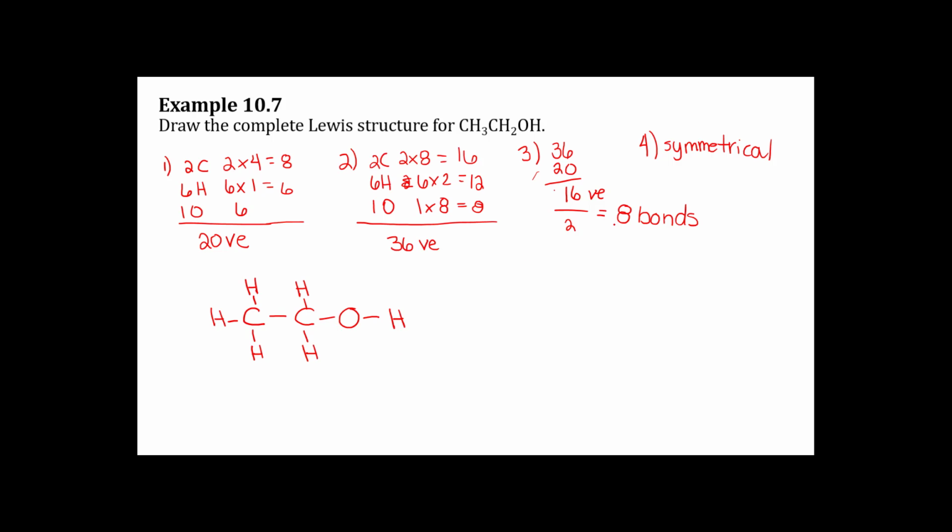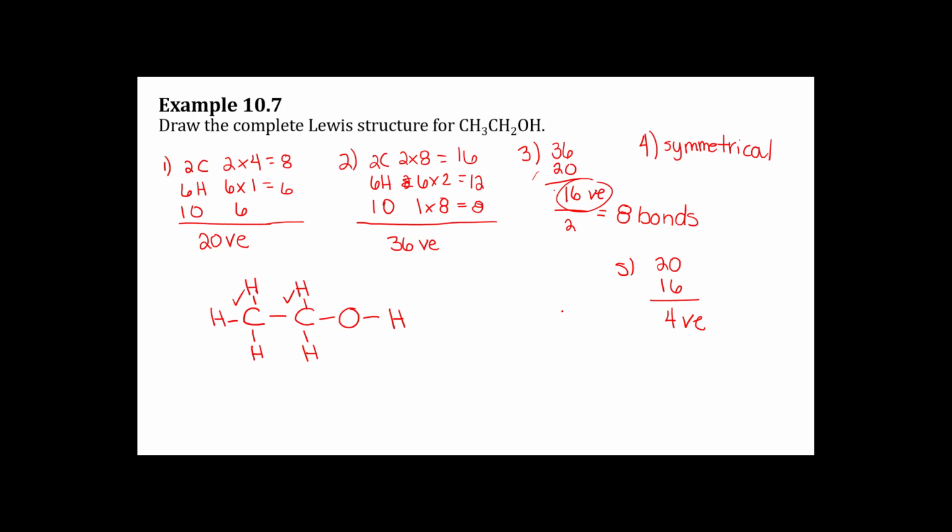So I have 8. Now I need to put on the remainder, whatever I have left. So number 5, I'm going to subtract my 20 that I have from my number that is here, 16. This gives me 4 valence electrons to work with. So let's count where we have the octets. We have 2, 4, 6, 8. The central carbon has it filled. 2, 4, 6, 8. This middle carbon has it filled.